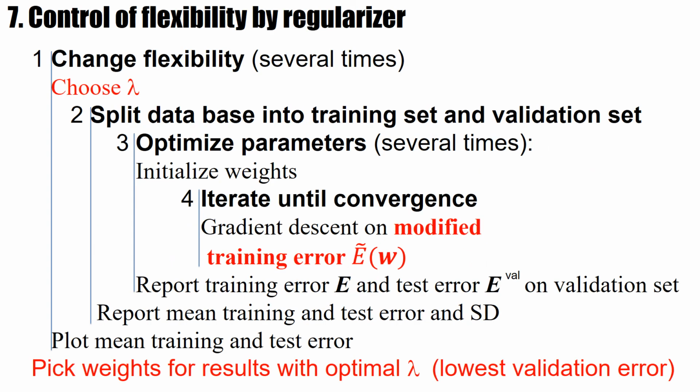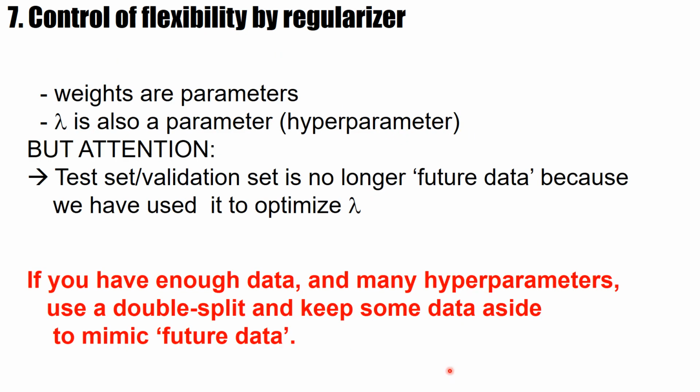And this is how it would be implemented. We change the flexibility, which now means we choose lambda. We split the database into training set and validation set. We optimize the parameters, iterating until convergence on this modified training error. Then we report the standard error on the training set and on the validation set. We plot the two against each other, and then we pick the optimal lambda, which means the one where the validation error is lowest. So this is the method of controlling flexibility by regularization.